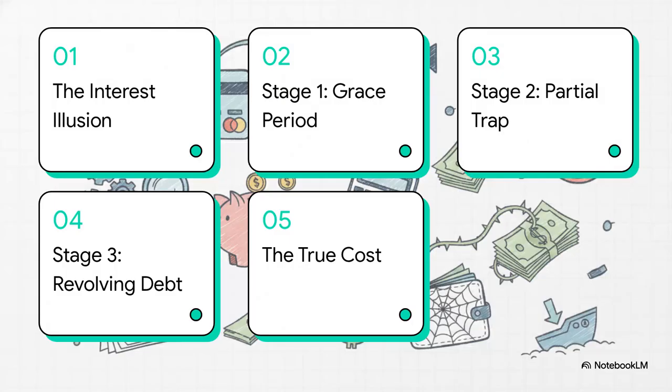To figure this out, we're going to track the descent of a cardholder. We'll start with the interest illusion, then move through stage 1, the grace period, hit stage 2, the partial trap, fall down into stage 3, revolving balance, before finally exposing the true cost.